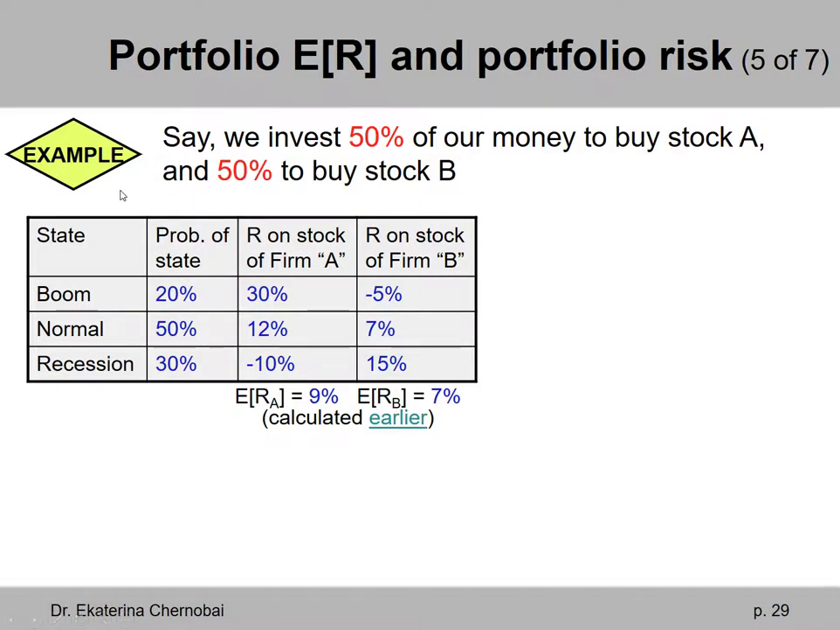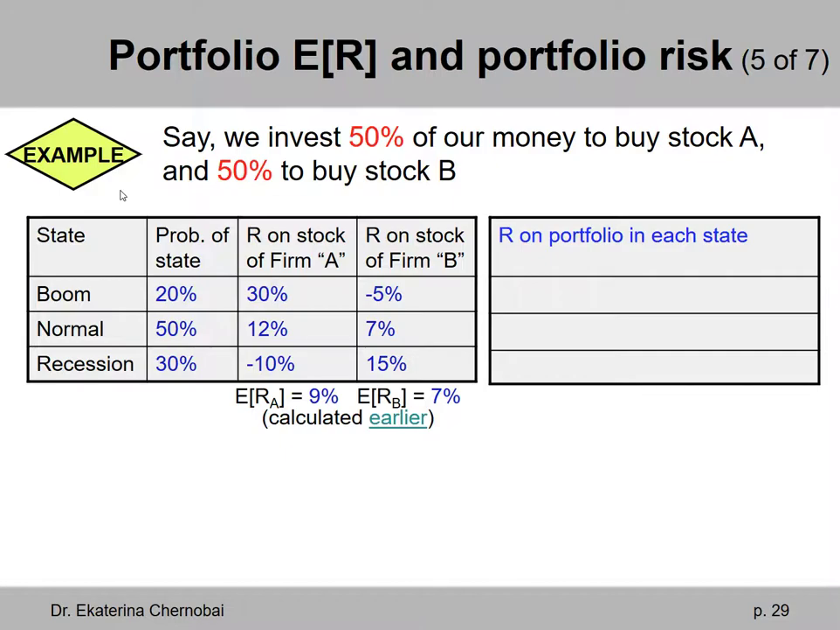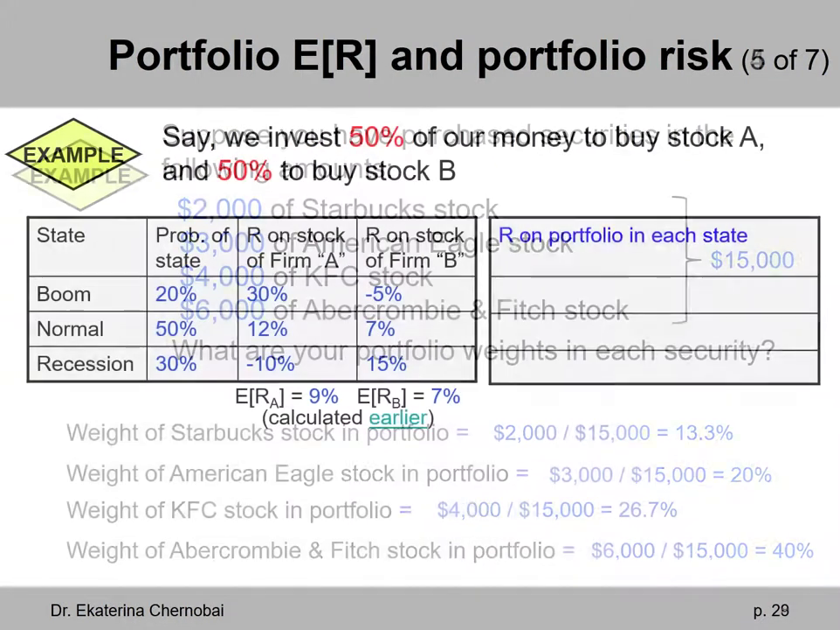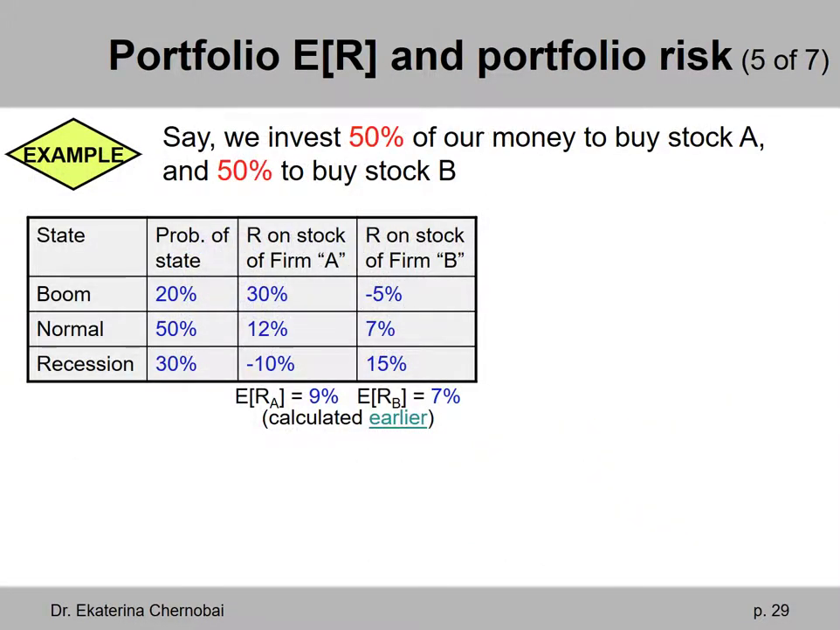Now let's look at a complicated problem in which you are investing 50% of your money to buy stock A shares and the remaining 50% of your money to buy stock B shares. These are the weights, 50% and 50%. They're already given.